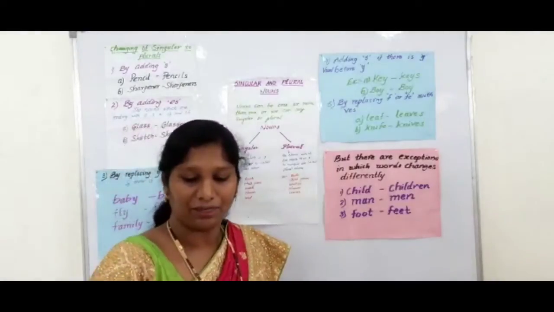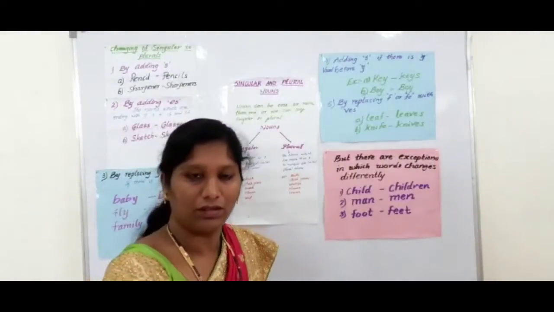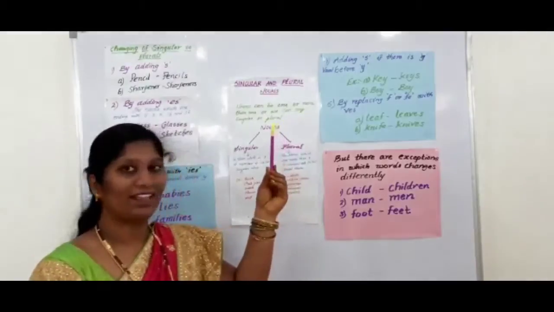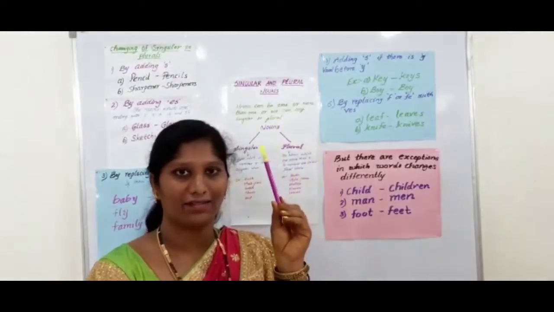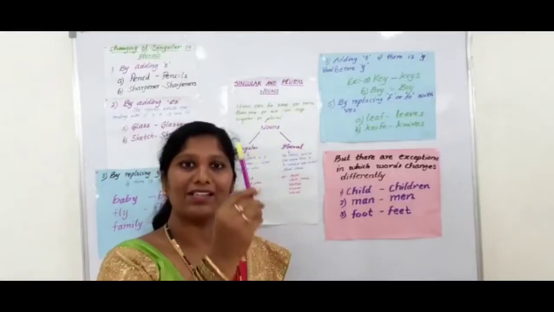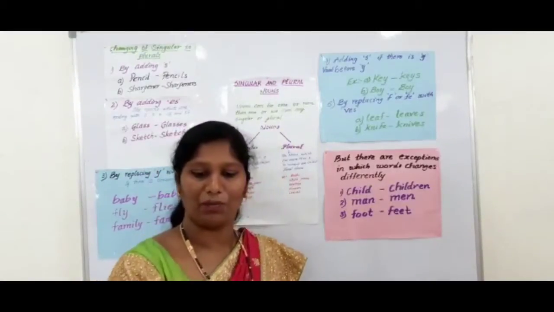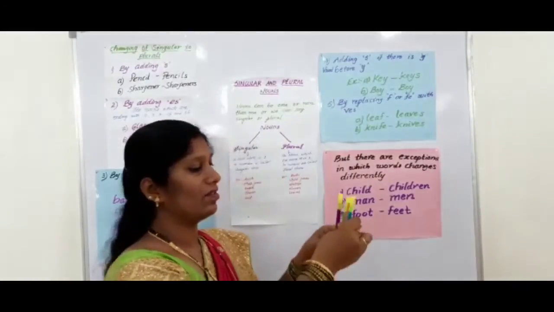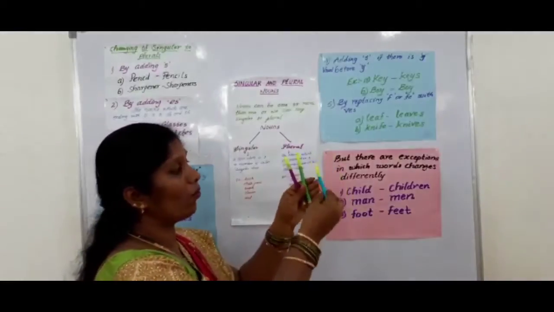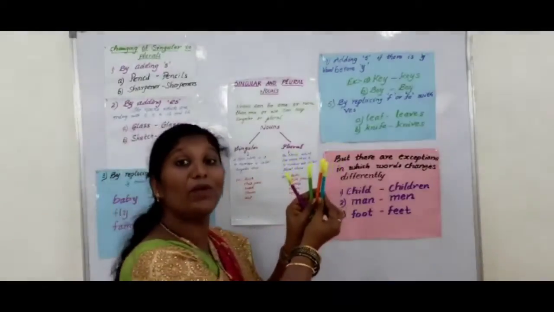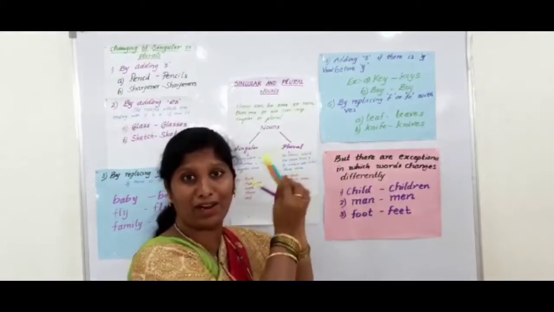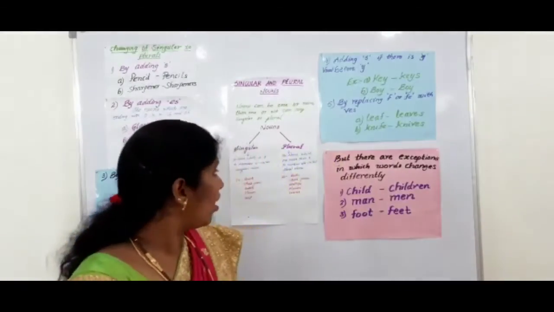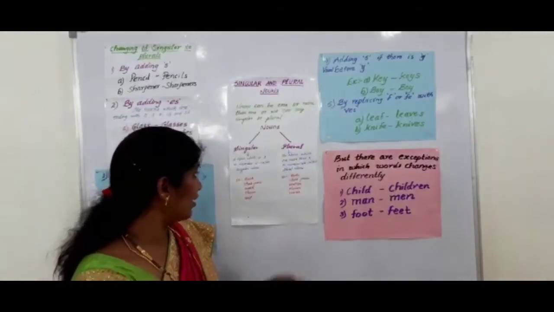And what is this? Sketch. How many are there? Only one. So this is a singular noun. And they are more than one. So they are plural nouns. Did you understand the difference between the singular and plural? Okay, children. Let us go through some examples.